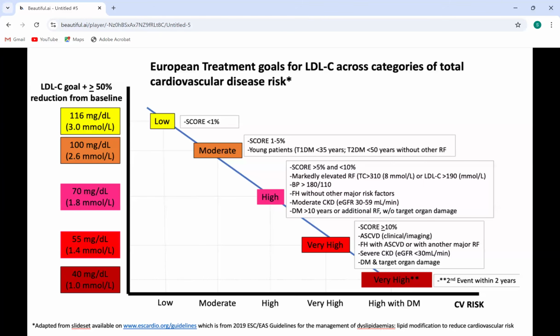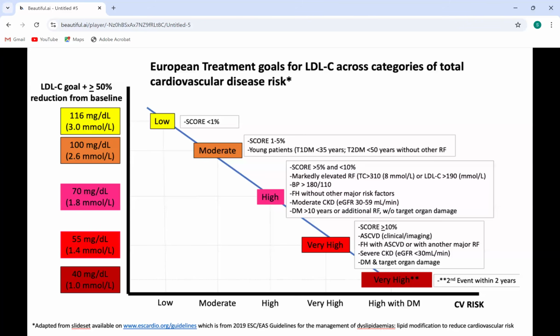Most patients, young people, would fall under low risk. That would be less than 1% chance of getting a coronary event within the next 10 years. Most of the young population would fall under that category, and then you need to advise them that the LDL target should be 160, or 130. If you have moderate risk, that is a score between 1 and 5, or even young patients with type 1 diabetes who are less than 35 years, or type 2 diabetes who are less than 50 years, without other risk factors, you fall into the category of moderate risk. So you have to advise them that the target should be 100. Most of the middle-aged people who have diabetes need to know that their target is 100.